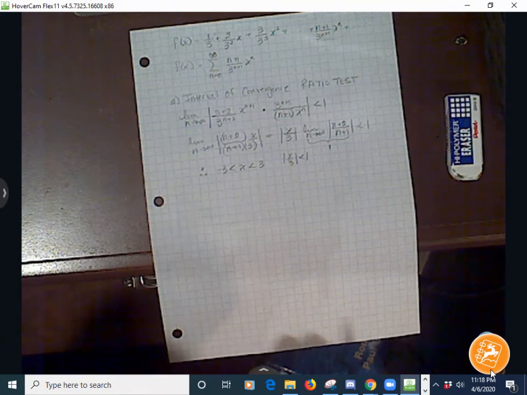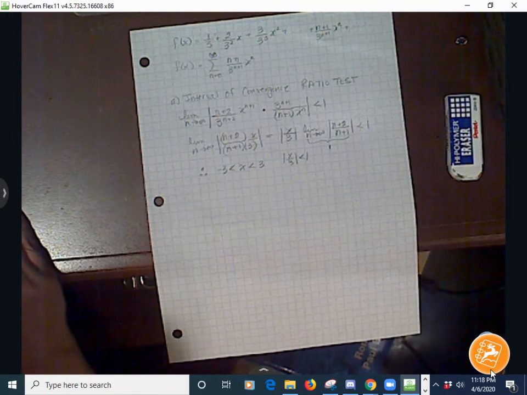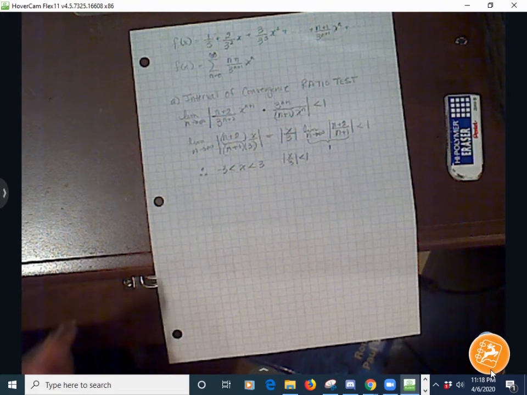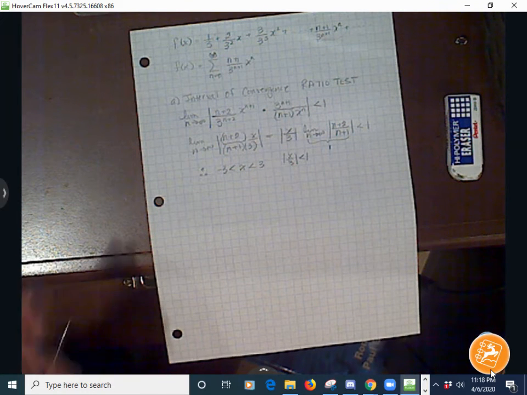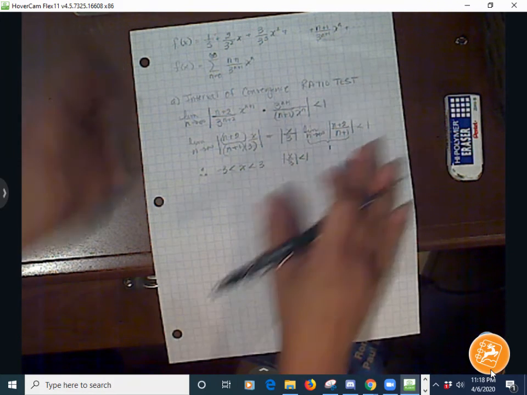Yeah. So now what we want to do is double check the endpoints. We always need to test the endpoints. So here we go.